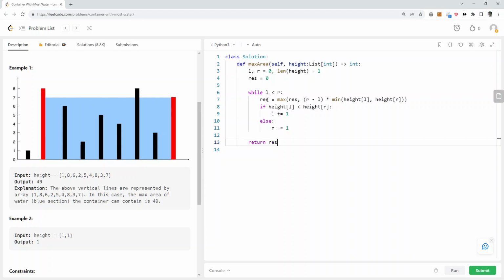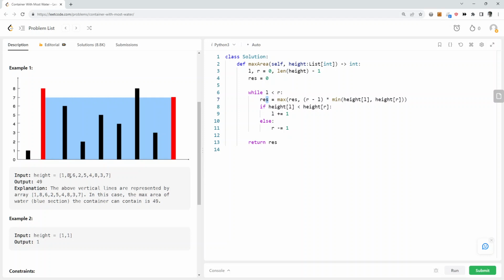So what's going on here? After the first iteration, res became 8, but then we increased our L pointer because L was the smaller one. So the number of intervals dropped to 7. What is the minimum height between this and this? It is 7. So 7 times 7 is 49, which is what we get after the second iteration. So res becomes 49, and then the loop continues to go on.